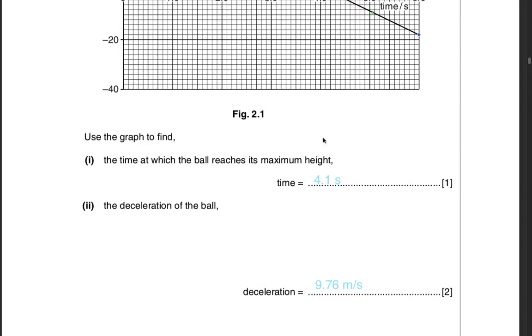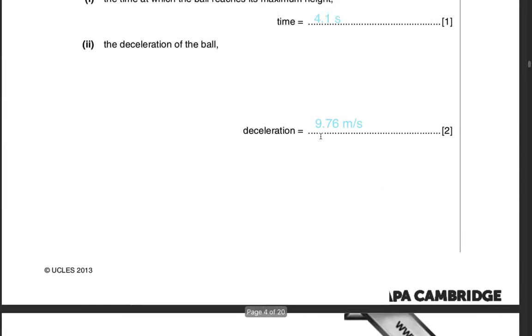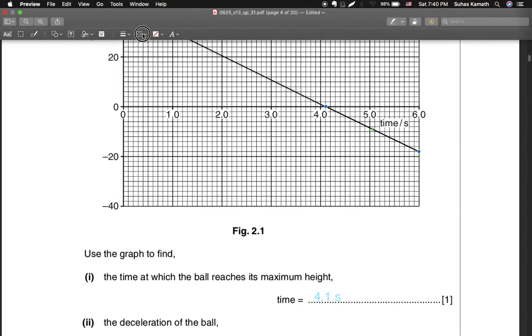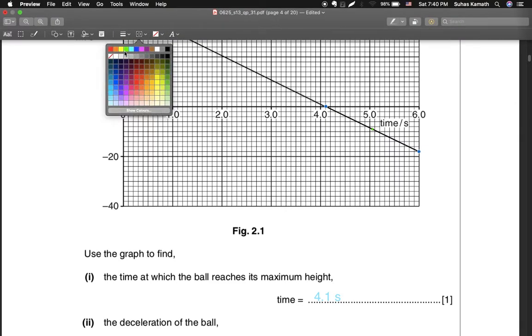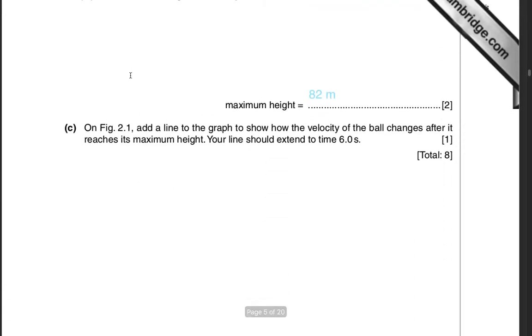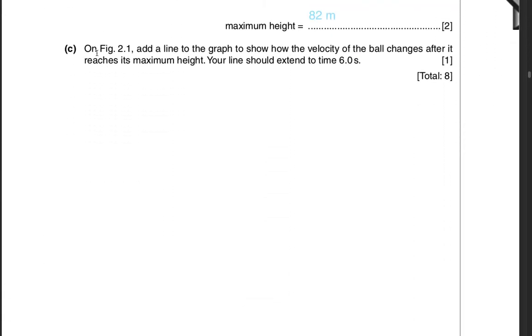Alright. In the exam you will most likely have to do this in pencil. And remember, you have to do this in pencil. On figure 2.1, add a line to the graph to show how the velocity of the ball changes after it reaches its maximum height. Yeah, so that was the question we just finished.